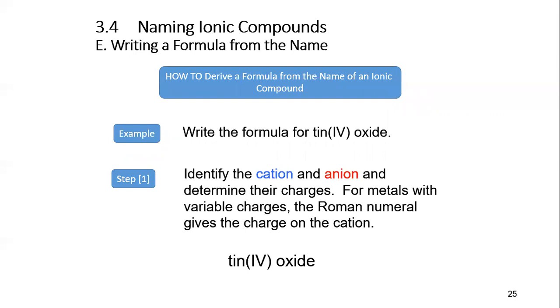Now here we're going to take the name and write the formula. So we have tin(IV) oxide. We want to write the formula for this. So remember that the IV represents the charge of the metal. Oxide, you should know the charge of the oxide anion.